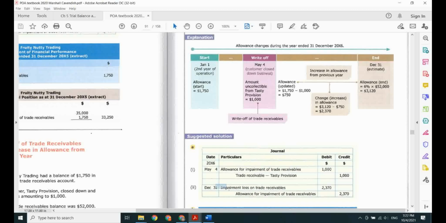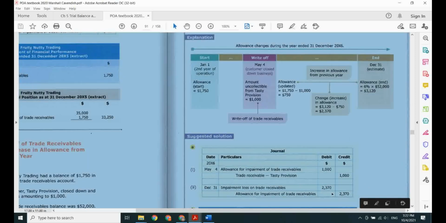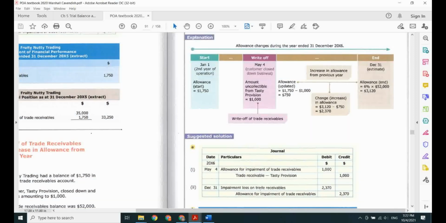The other journal entry we learned for this chapter is this pair of journal entries: the allowance for impairment of trade receivables and also the impairment loss. Allowance, remember, is an opposite asset account and impairment loss is an expense. And this occurs every year at the end of the year.